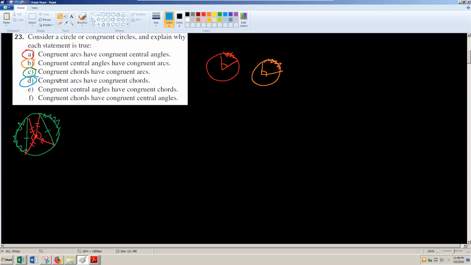Let's look at D. Here, congruent arcs have congruent chords. This is the reverse of what we just did. So what you're basically going to do is start out with the opposite and work your way back. Here, this thing is equal to this thing. Do the same thing where we draw our radii out. So radii, radii, radii, radii, cool.